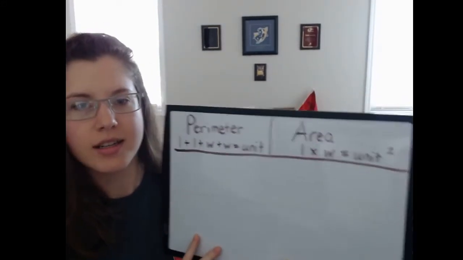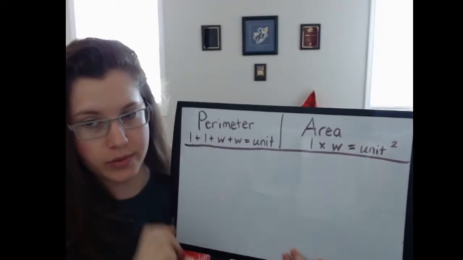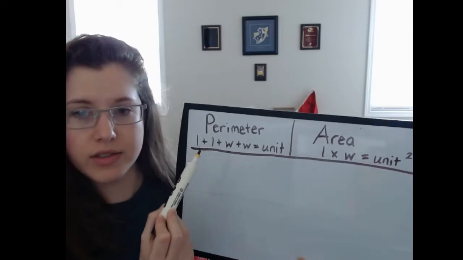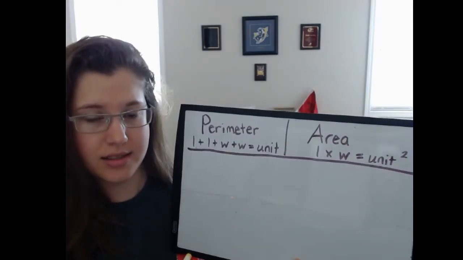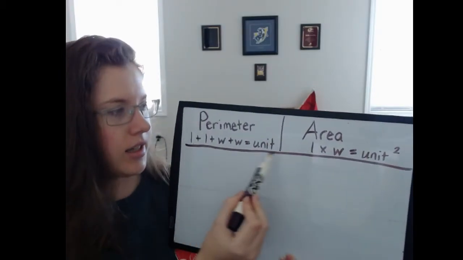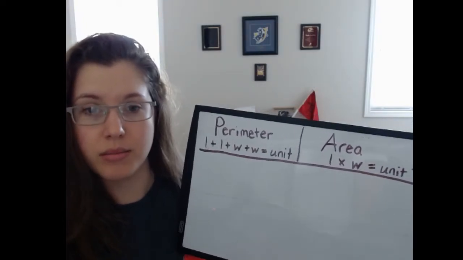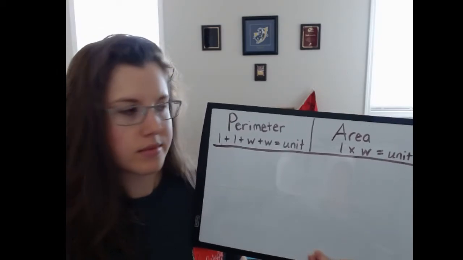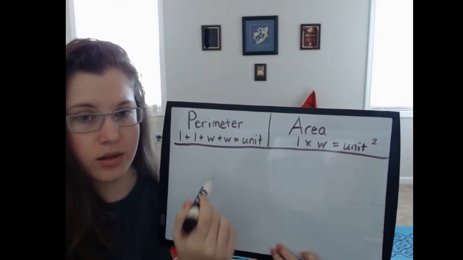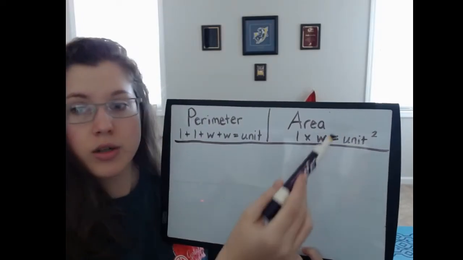Okay. So we have two different formulas, one for perimeter, one for area. When you are looking for a perimeter, all you have to do is add up all the sides. So you add up the length plus the length plus the width plus the width. That gives you whatever unit your shape is in, whether that's inches or centimeters or miles or whatever. Area, you multiply length times width. You don't multiply every single side, just the length and the width, the two different ones. And you get your unit squared.